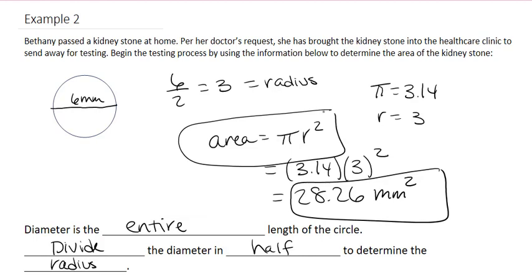area equals pi r squared. If you only have the diameter, then you just need to divide the diameter by half to find the radius. And lastly, when labeling your answer, make sure to write the squared symbol after the unit of measurement.